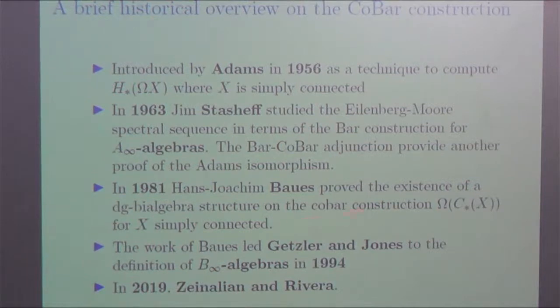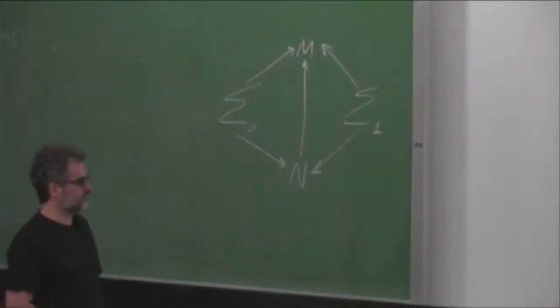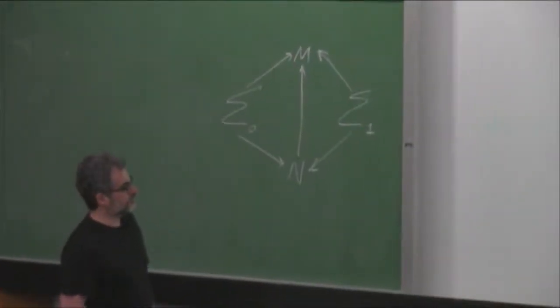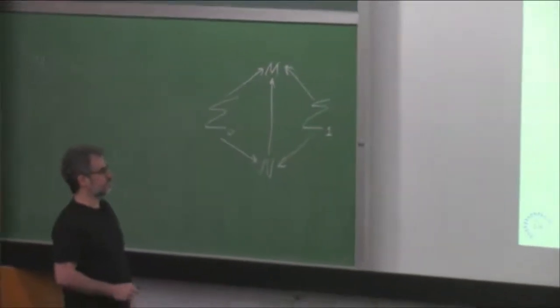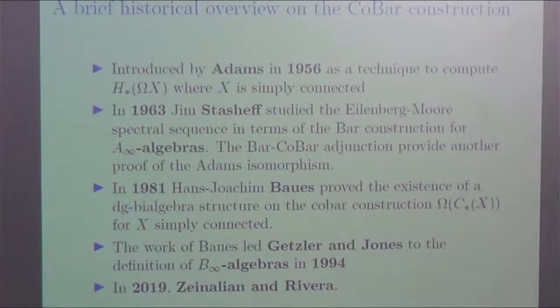And then the work of Baues led Getzler and Jones to define B-infinity algebras, and then this began being studied. Part of these B-infinity algebras are the A-infinity algebras of Stasheff. So there are many things to talk about here, but I don't have time. And then there's the result of Zeinalian and Rivera in 2019 that we already spoke about.